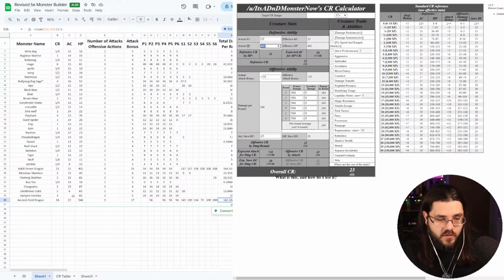So 22 hit points, 546 hit points, 22 AC, it's plus 17 to hit, and 142 damage per round. Let's see what we come out with.